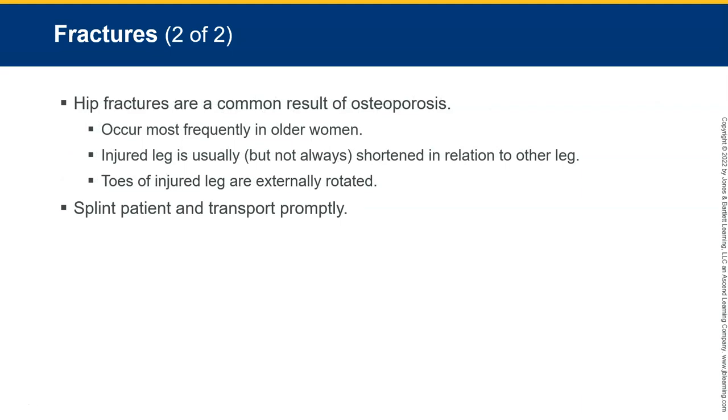Now, we talked about osteoporosis. Hip fractures are a common result of osteoporosis. They occur more frequently in older women, and patients may have experienced a minor stroke or a heart attack or confusion before they fall, or they may not have even seen an obstacle. So there's a number of reasons someone can fall, obviously. The injured leg usually is shortened in relation to the other leg. The toes of the injured leg are typically externally rotated.